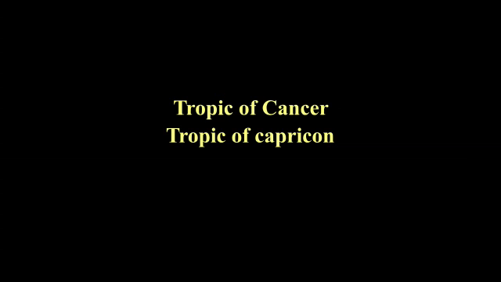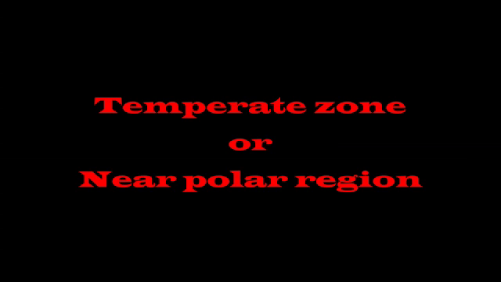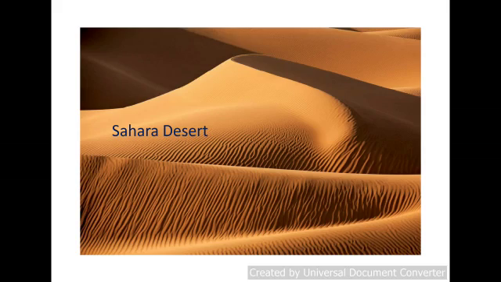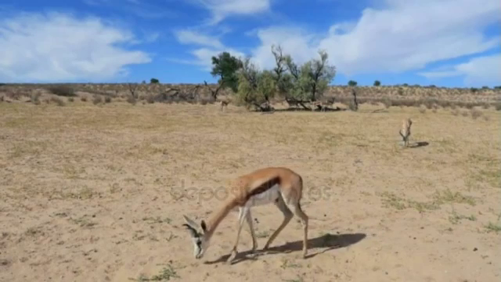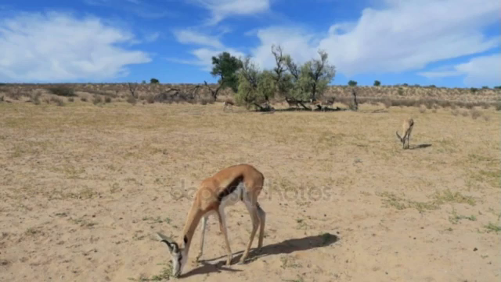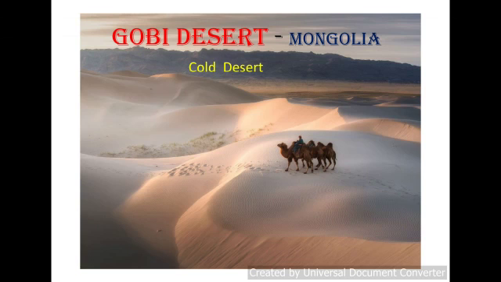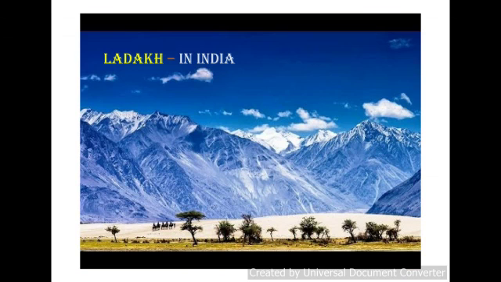Hot deserts lie near the Tropic of Cancer and the Tropic of Capricorn, and cold deserts lie in the temperate zone or near the polar regions. The Sahara Desert in North Africa, Kalahari Desert in South Africa, and Thar Desert in South Asia are examples of tropical or hot deserts. The Gobi Desert in Mongolia and Ladakh in India are examples of cold deserts.